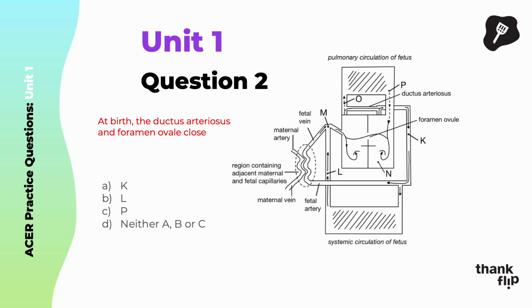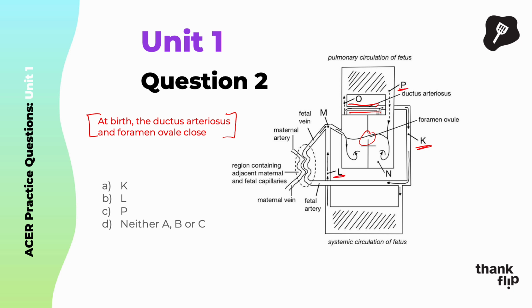Question 2 is asking something similar to question 1, except this time it's asking which of the following points is going to have blood passing through that is significantly less oxygenated after birth compared to before birth. And so similarly, we have this important information. At birth, the ductus arteriosus and foramen ovale close. So just highlighting those once again. And then we're looking at K, L, and P.